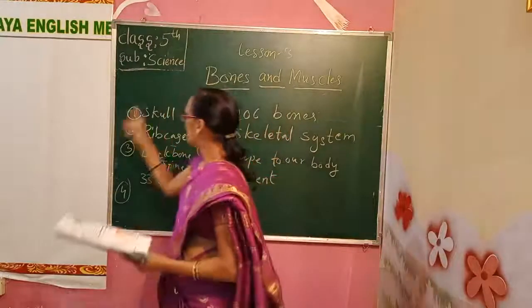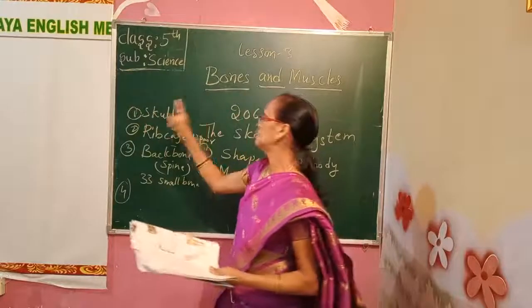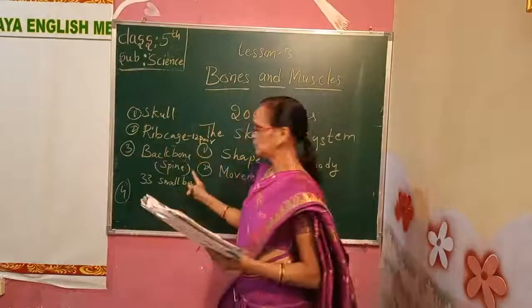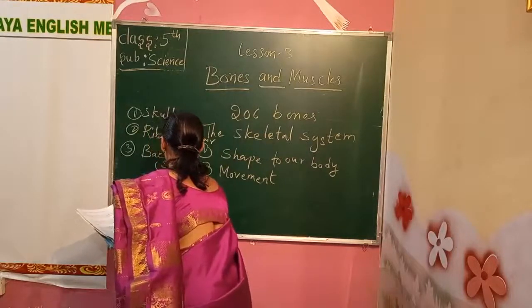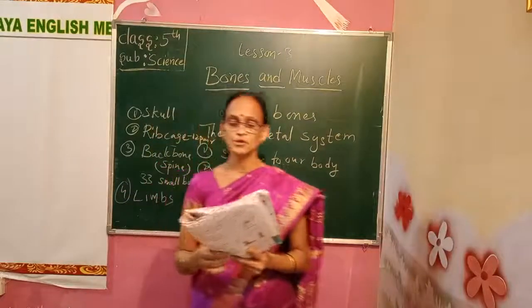So I told you about the skull, the rib cage, the backbone and the limbs. The hands and legs together are called limbs.